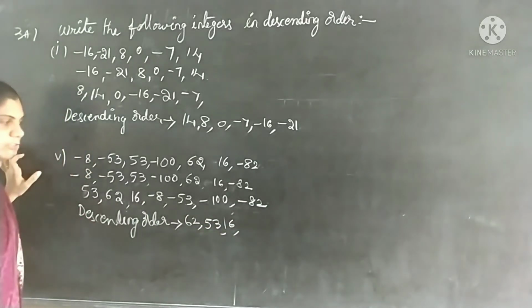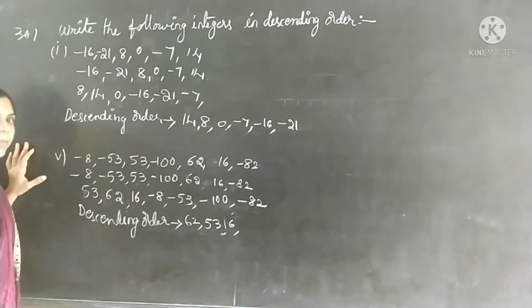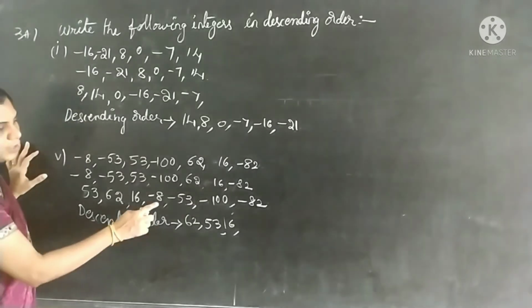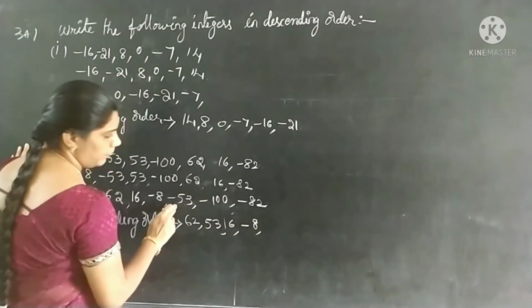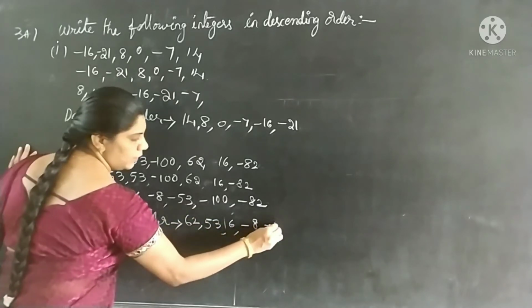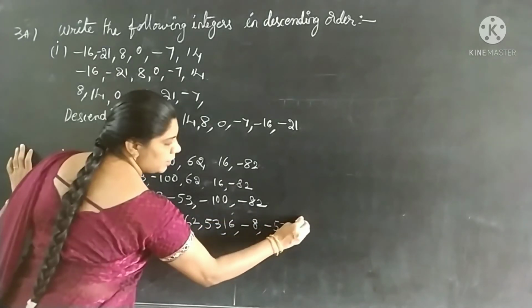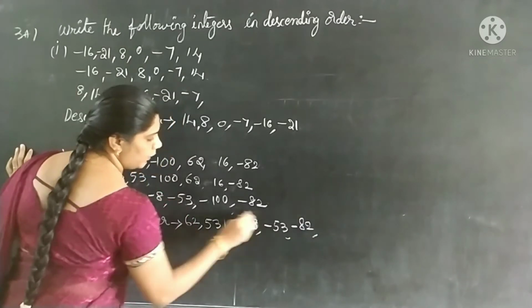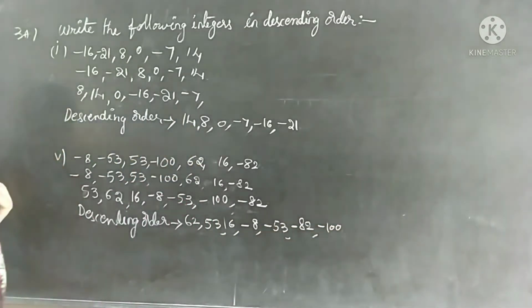Now go for the negative numbers. Among the negative numbers, which is the bigger one here? The smaller number with the negative sign. Smaller number is which one? -8. Next one, -53. And next smaller number with the negative sign will be -82. And next which one here? -100. Okay. So this is the descending order of the given numbers here.